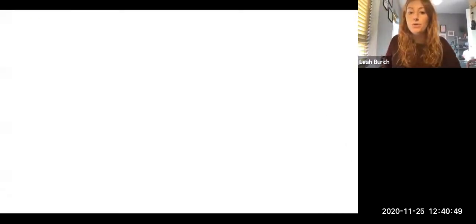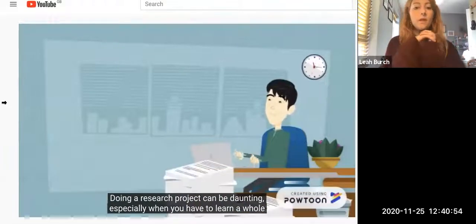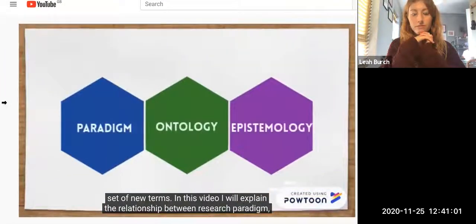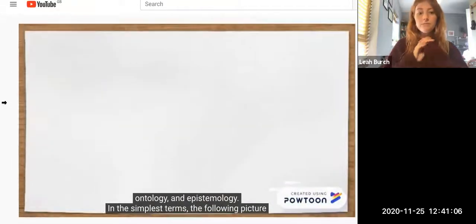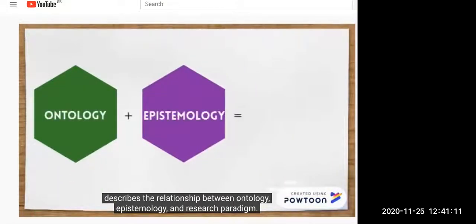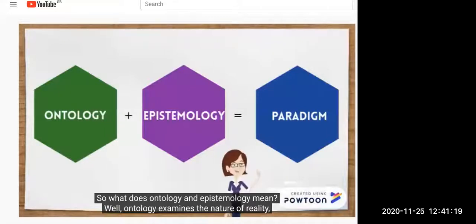Doing a research project can be daunting, especially when you have to learn a whole set of new terms. In this video, I will explain the relationship between research paradigm, ontology, and epistemology. In the simplest terms, the following picture describes the relationship between ontology, epistemology, and research paradigm. So what do ontology and epistemology mean? Well, ontology examines the nature of reality, while epistemology examines how you can examine reality.